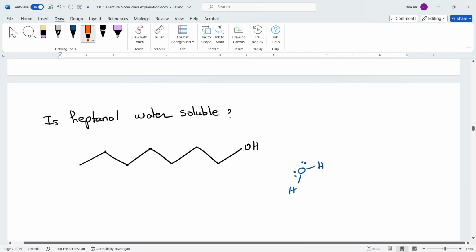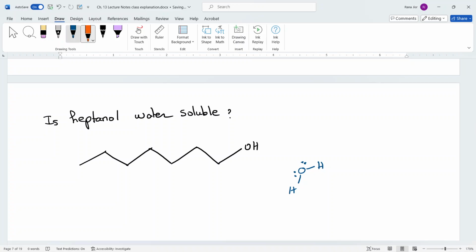Let's have an example in there. Heptanol. Is heptanol water soluble? So heptanol is going to be my solute. Water is going to be my solvent. You always look at your solute over here. Heptanol is a 7 carbon alcohol, and 7 carbons is way more than 5. So this one is a 7 carbon solute.